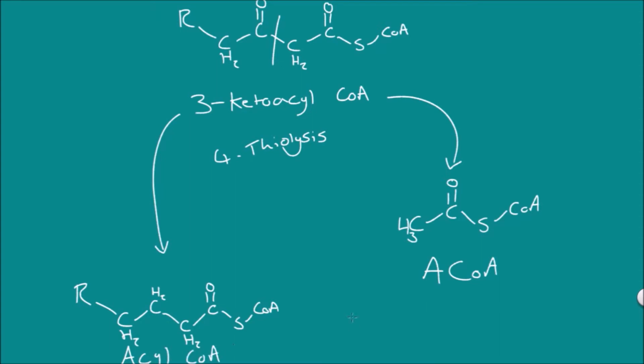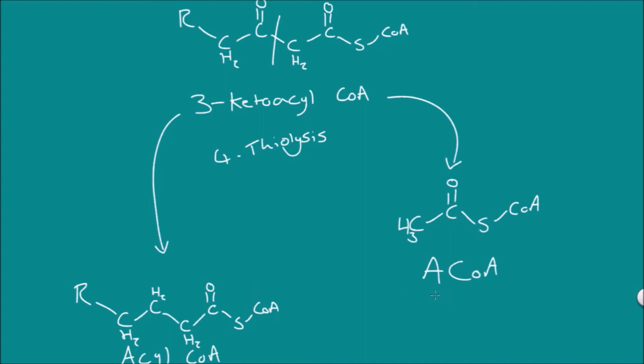It's just 2 shorter. This process will repeat. We'll have each of the 4 steps repeat over and over to this acyl coenzyme A down here, each time releasing an acetyl coenzyme A, until eventually we're left with an acyl coenzyme A that is only 2 carbons long, which means that it's not an acyl coenzyme A anymore, it is acetyl coenzyme A, which has 2 carbons.